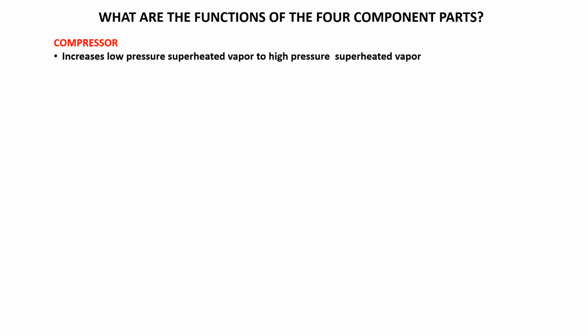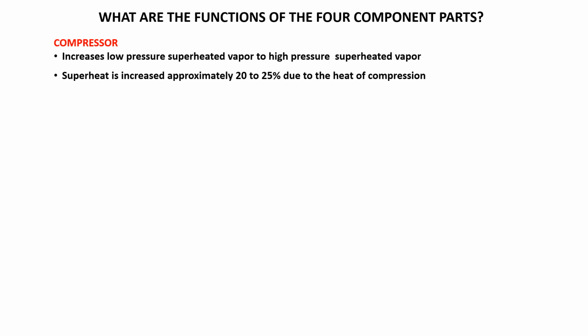What are the functions of the four component parts? The compressor increases low pressure superheated vapor to a high pressure superheated vapor. Superheat is increased approximately 20 to 25% due to the heat of compression.